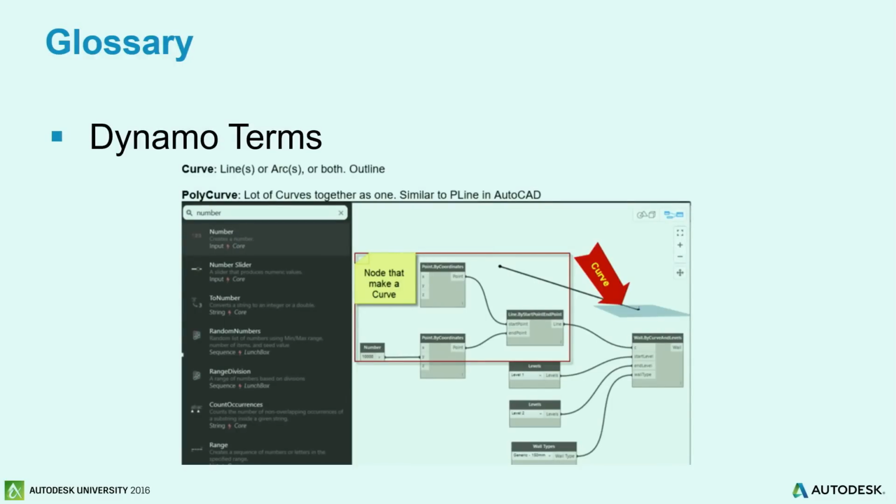We're going to take questions in just a few minutes. Dynamo terms, this is one of the biggest things to get over. I've included kind of a beginner glossary. Like curve: what is a curve? Well, it's a line, it's an arc. What is a double? Look, it's a number. So I've included some of those in your handout.